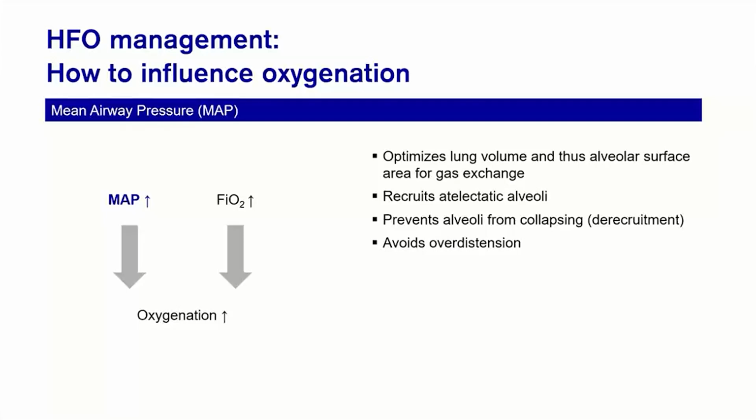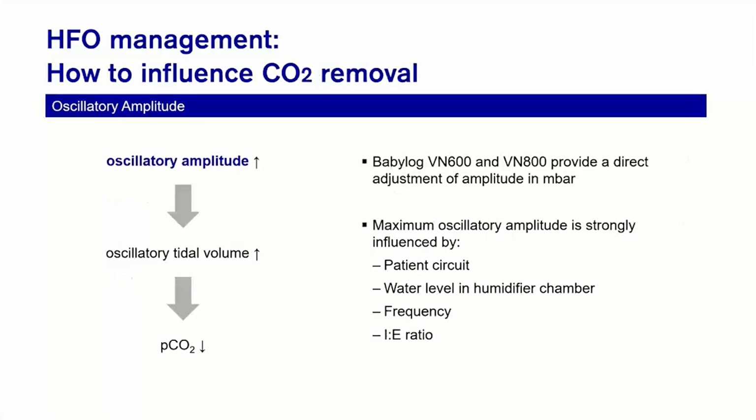It's important in certain diseases to recruit atelectatic alveoli, but we have to be careful that in some diseases recruitment is not possible, and therefore also, let's say, recruitment maneuvers might not be helpful. Furthermore, the mean airway pressure surely prevents the alveoli from collapsing, so from de-recruitment, and if the mean airway pressure is adjusted properly, then it avoids as well over distension. We come later back to this point.